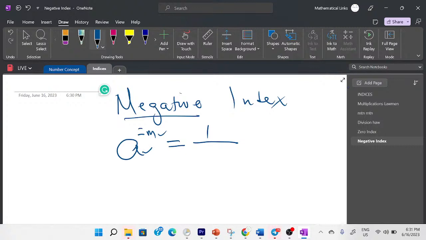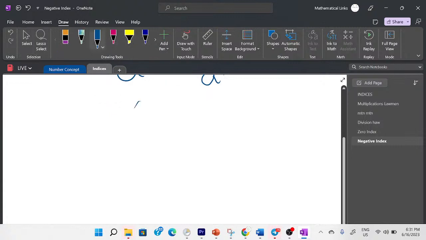Okay, so you don't need the negative sign again. Okay, so that is gone. Once you write 1 out of, then the negative is gone. Then what you have left is what? A to the power of m. So take for instance, you have 2 to the power of negative 3.